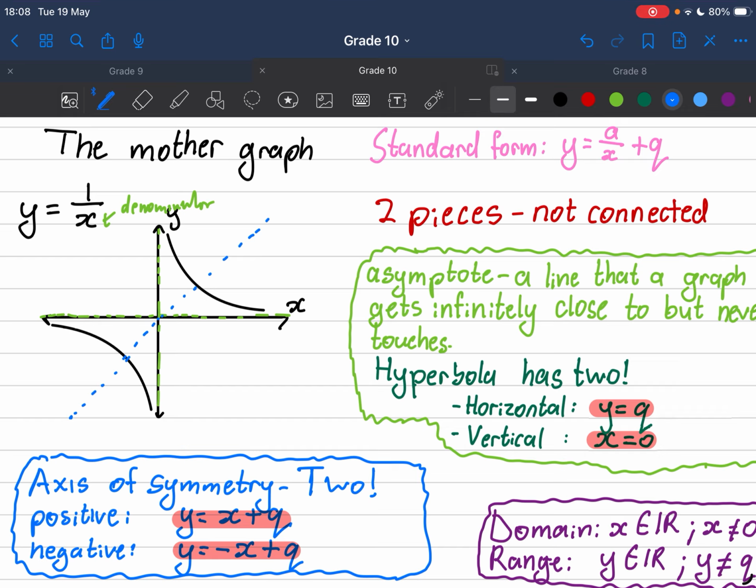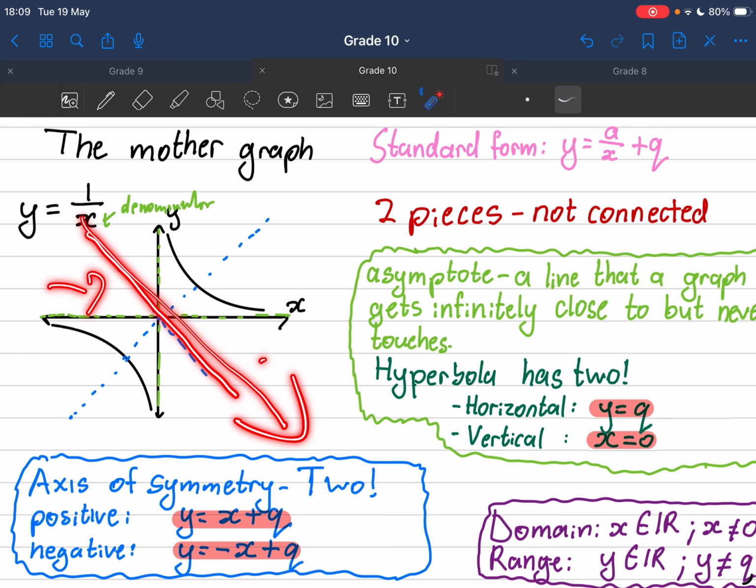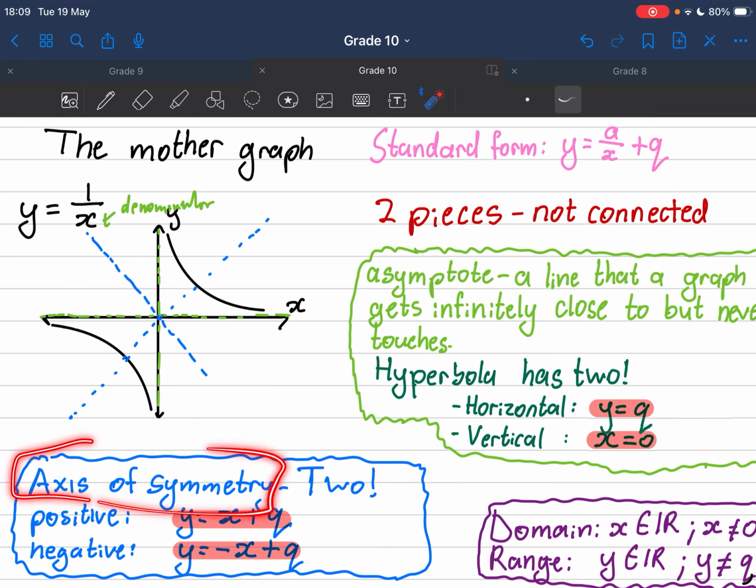The other way you can cut this graph to make it identical, or to get an axis of symmetry, is this way right here, where this folds onto this. So this half would be a mirror of that half, and that line from left to right is going downwards, so it has a negative gradient. So it's the negative axis of symmetry, and it's given by y is equal to minus x plus q. So the positive axis of symmetry has a positive 1 gradient, and this has a negative 1 gradient.